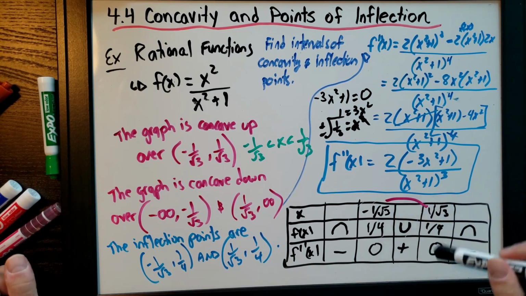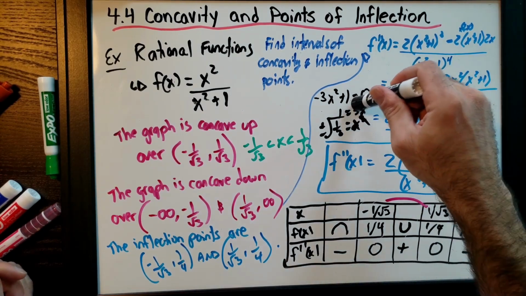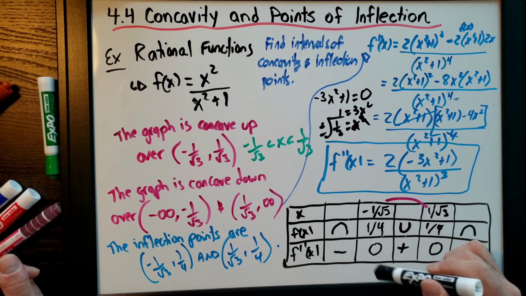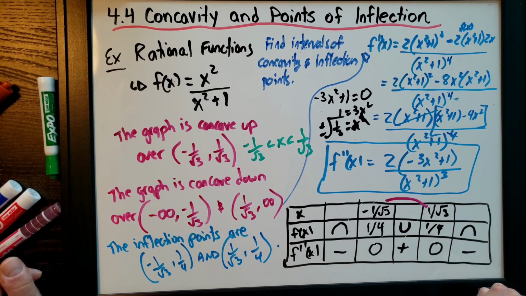Then I plug them into my derivative. I know they're going to be 0 because I found out that they're 0. So these are guaranteed 0. And I'm going to test points in this interval, negative 1,000,000, negative 100, whatever you want, into here, and I get negative. This means that it's concave down.